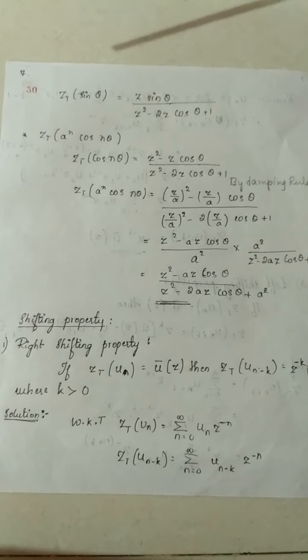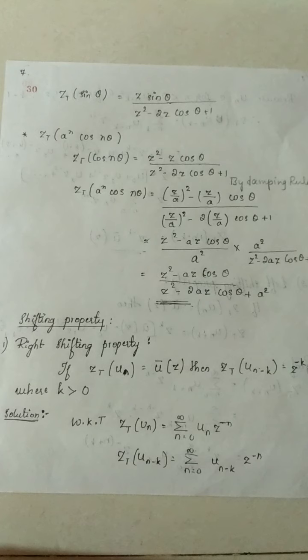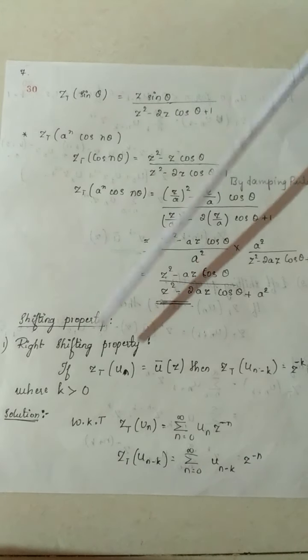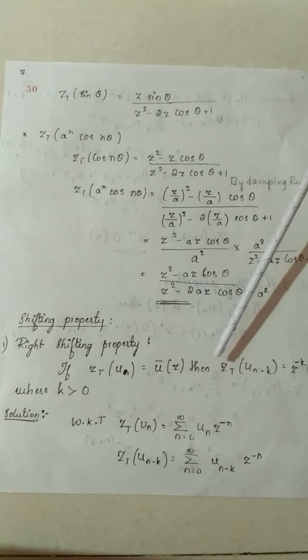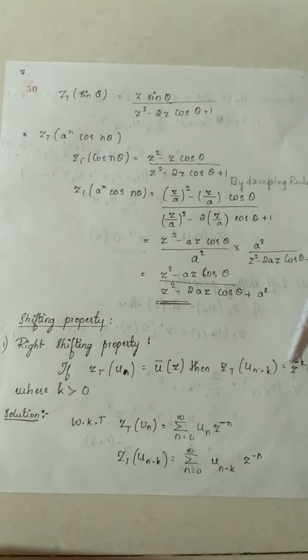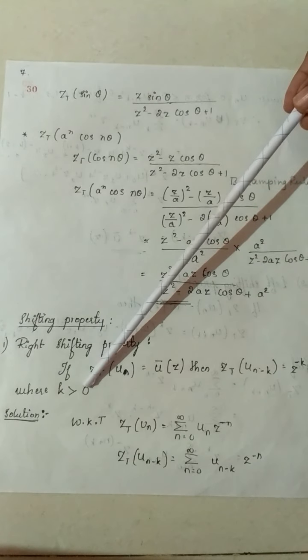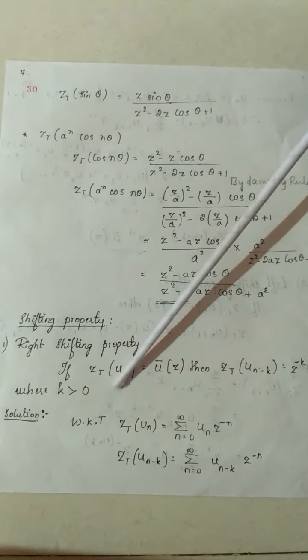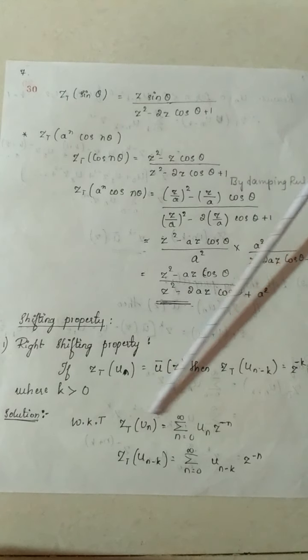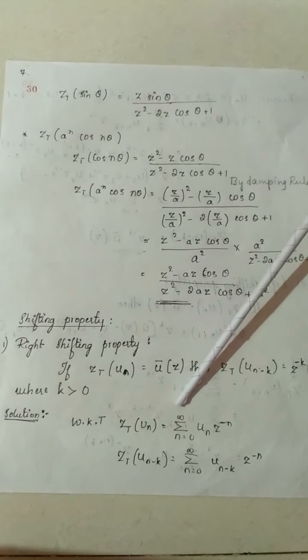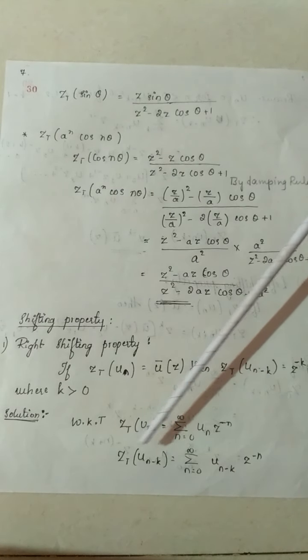Now let us study one important property of Z transform, that is the shifting property. In shifting property, we are studying both right shifting property as well as left shifting property. If Z transform of un is equal to u bar z, then Z transform of un minus k is equal to z raised to minus k u bar z, where k is greater than 0. Now, we know that Z transform of un is equal to summation n is equal to 0 to infinity un z raised to minus n.